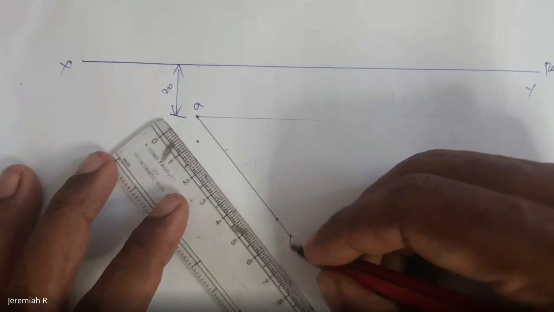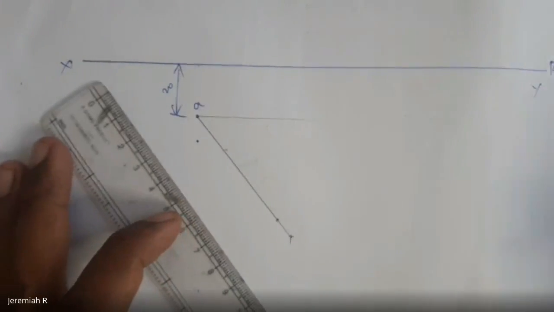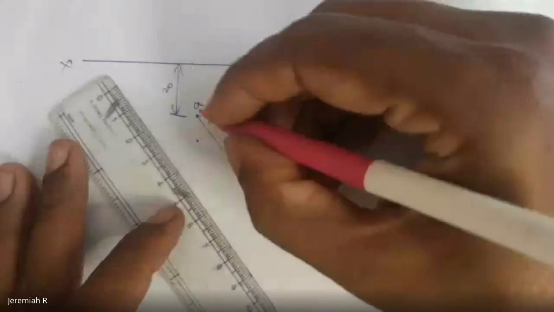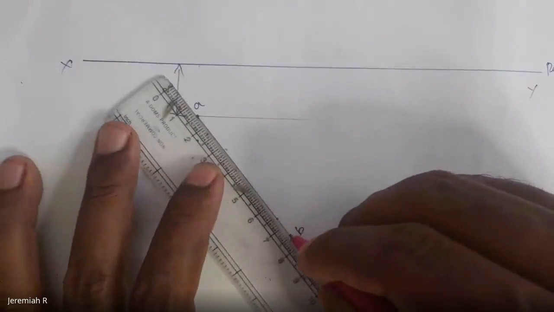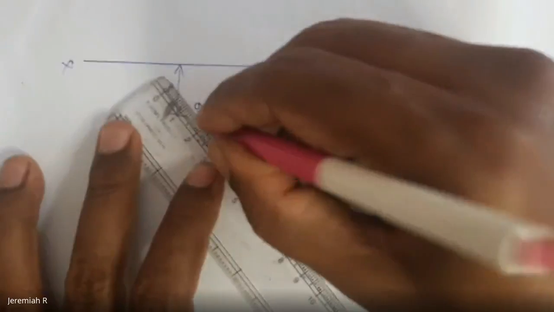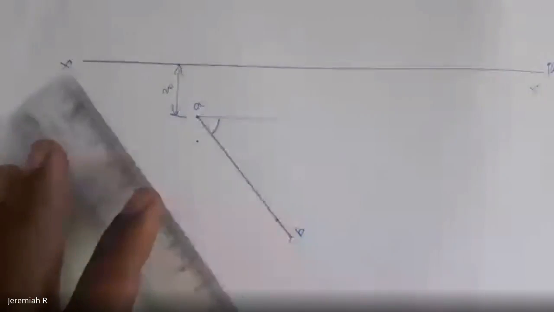So this is A, this is B. This is point number A. This is point number B. What is the angle of this? This angle is 50 degrees.